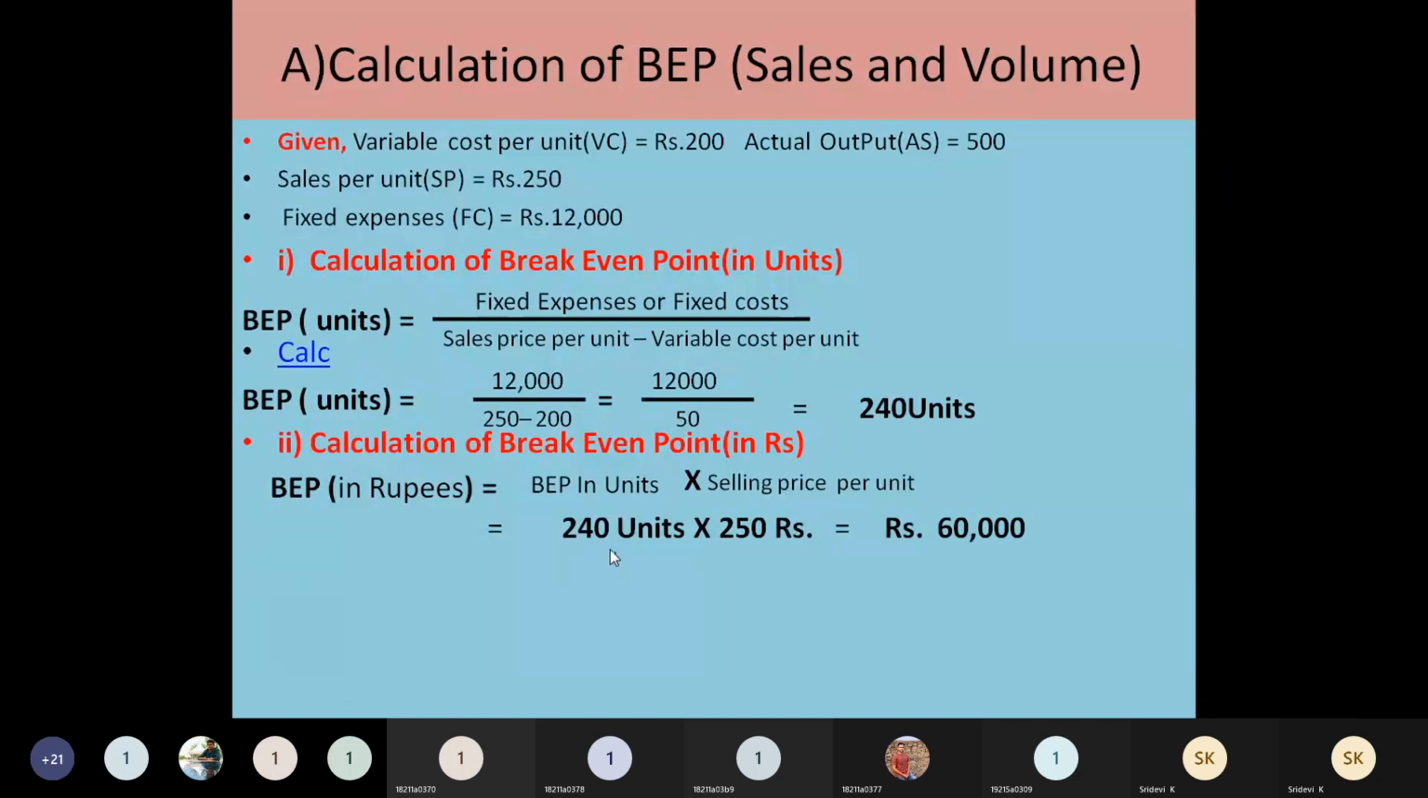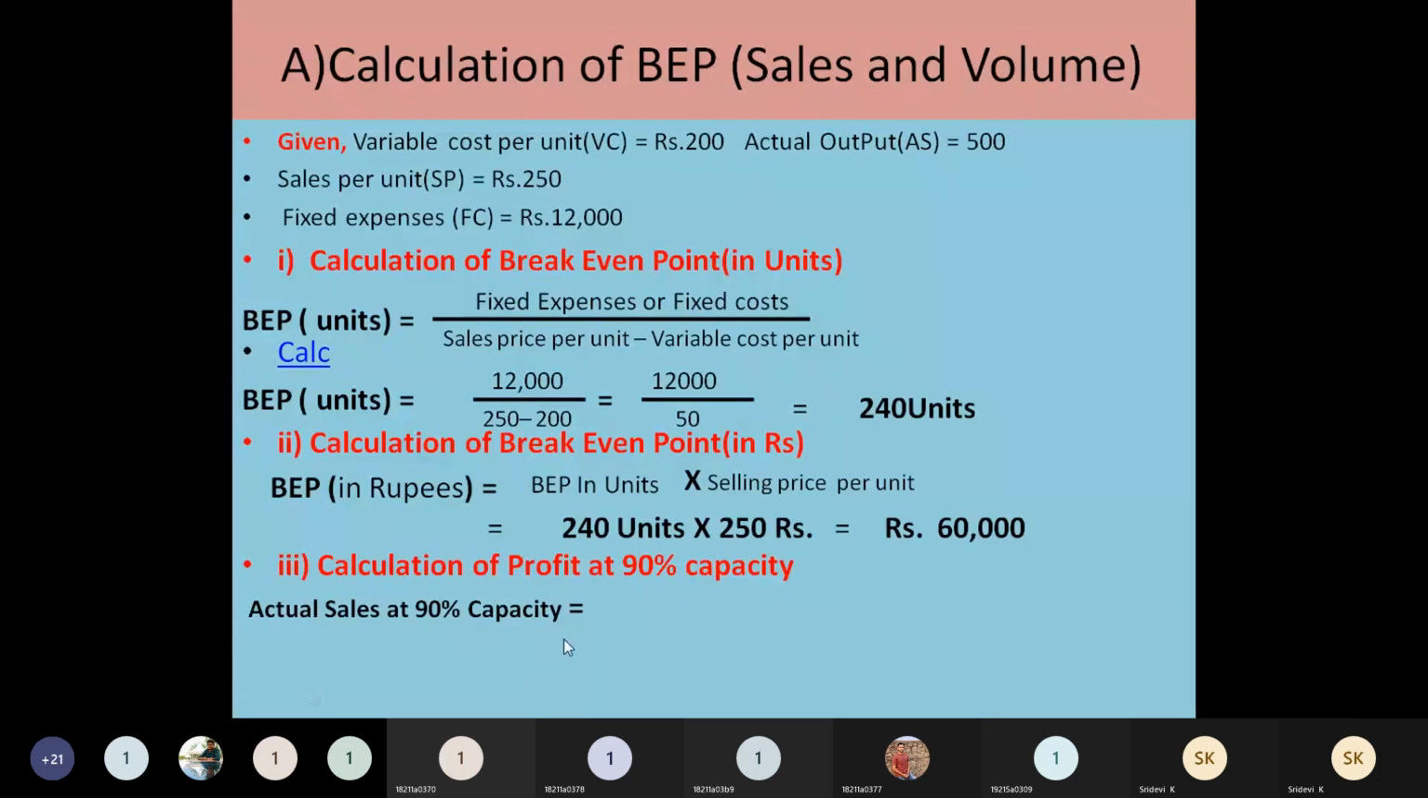The important thing you need to know here is, at the capacity of 90%, what is the profit? This is most important. First you calculate what is the actual output at 90%. Because here actual output is given as 500 units, so you treat 500 units as 100%. Whatever is given, that is 100%. We require 90% only. At 90% only we require the profit.